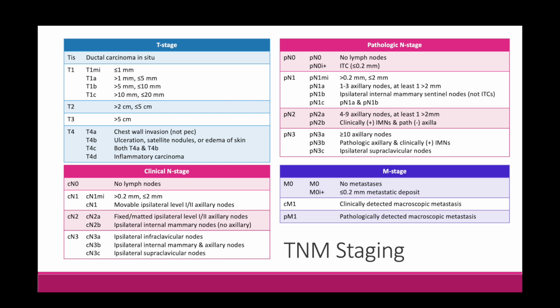And the way that we assess clinical lymph nodes is based on exam and sometimes like axillary ultrasound or maybe MRI. So if there's no suspicious lymph nodes on our clinical exam based on exam and imaging, we say cN0.